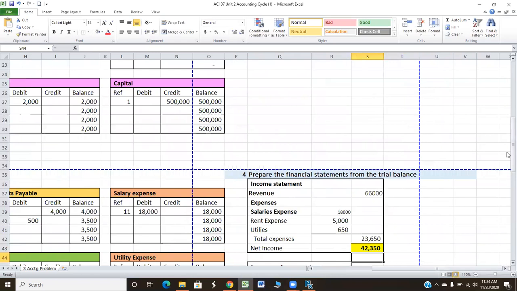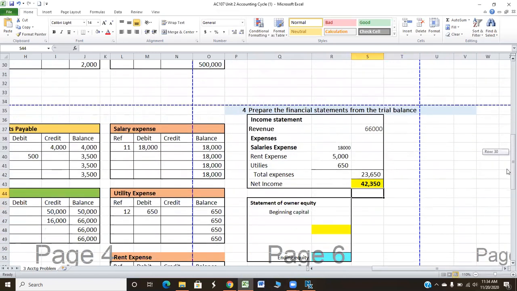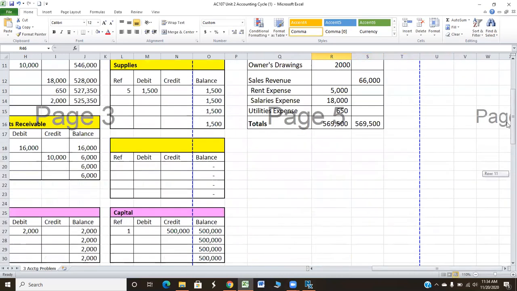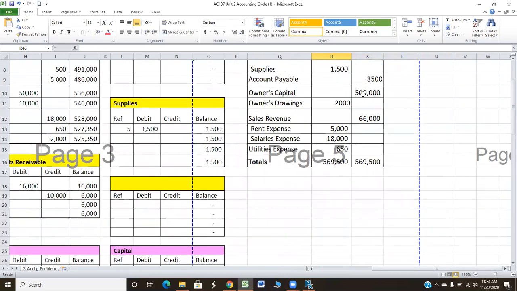Next, you always, from the income statement, move on to the statement of owner's equity, sometimes called the statement of retained earnings. And the first thing you do is you list your beginning capital, your beginning equity. That beginning capital is your capital figure on the trial balance. So $500,000.